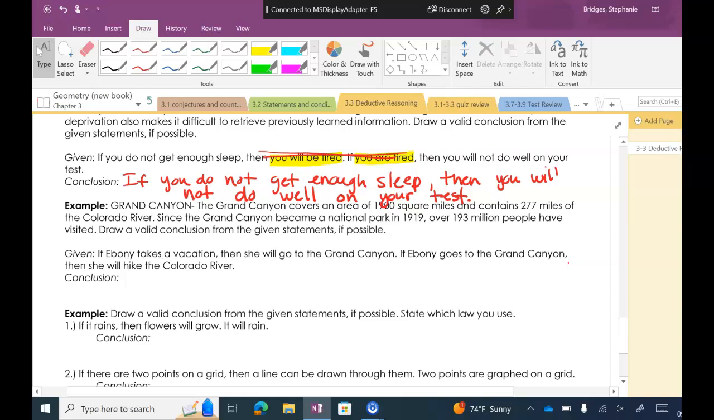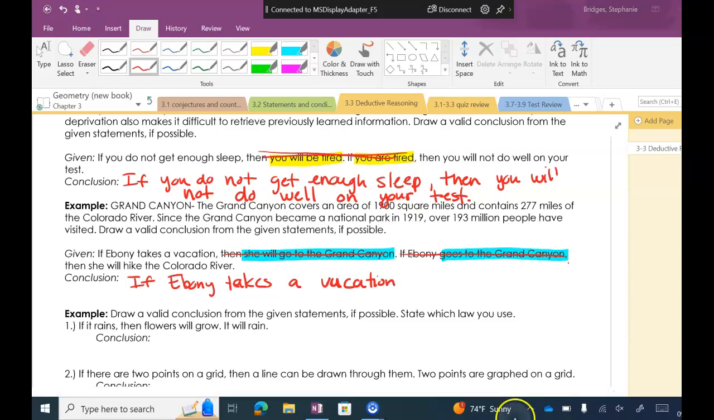Does the conclusion in my first statement, she will go to the Grand Canyon, match the hypothesis in the second statement? Do they both talk about going to the Grand Canyon? Yeah, so they do match. So we are able to make a statement. So remember, we just basically cross those out. And our statement is, if Ebony takes a vacation, then she will hike the Colorado River.